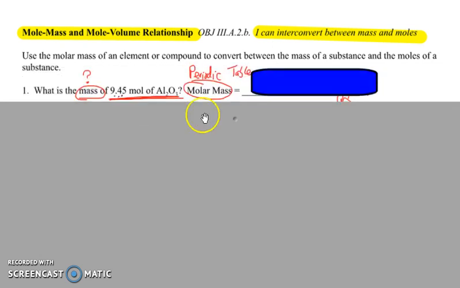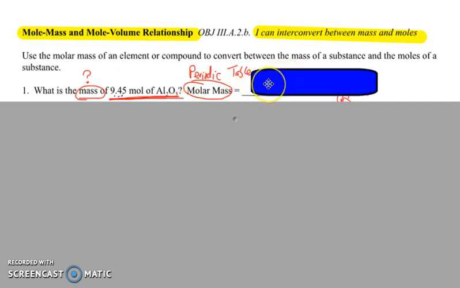So question 1 says, what is the mass? So circle mass, put a question mark, that's what we're searching for, of 9.45 moles of aluminum oxide. Underline that, that's what we're given. The molar mass, where do I find the molar mass? Raise your hand if you can tell me. Bailey, where can I find the molar mass? Periodic table. Perfect. So anytime I say molar mass, you're going to say periodic table.